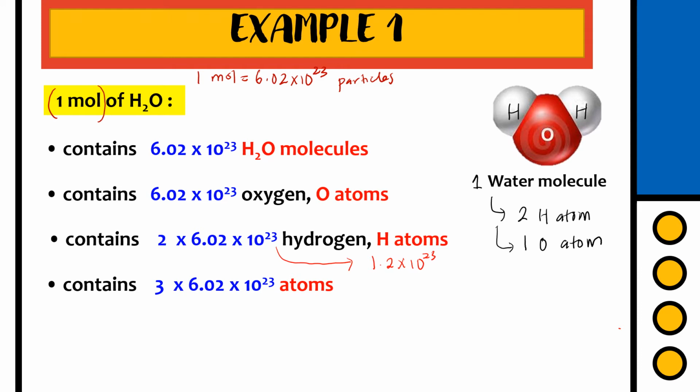Dan yang terakhir dekat sini tadi, 1 mole of H2O contains 3 times 6.02 times 10 to the power of 23 atoms. Kenapa 3 dekat sini? Why 3 over here? Sebab kita just cerita tentang atom, generally about atom. Atom ada berapa kat dalam satu water molecule? Ada 3. Satu oxygen atom, another 2 hydrogen atom. So, total 3 atoms over here.